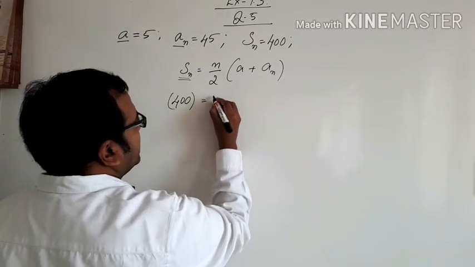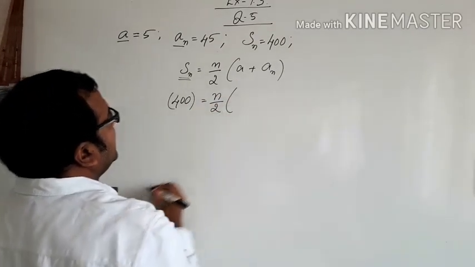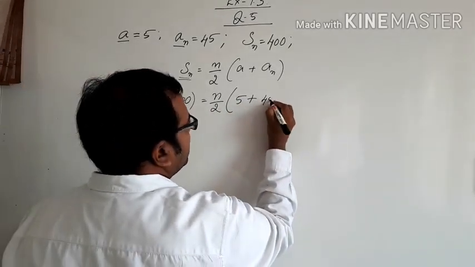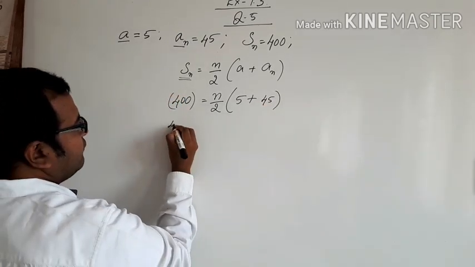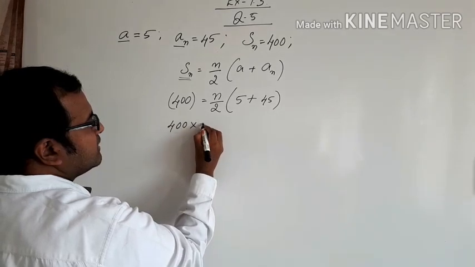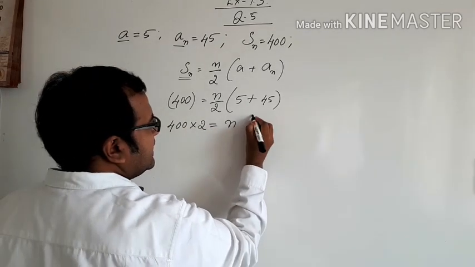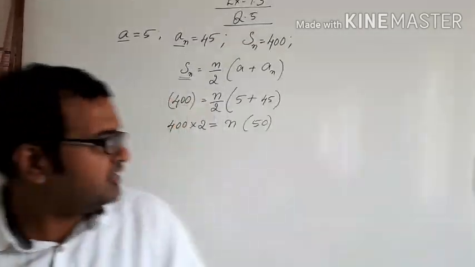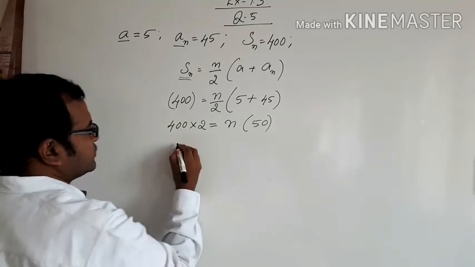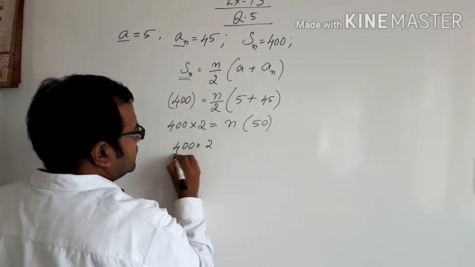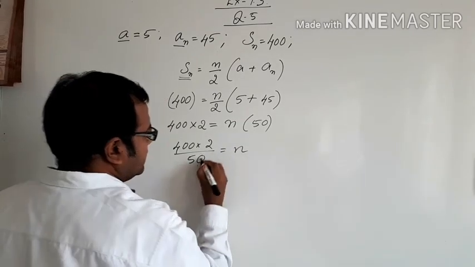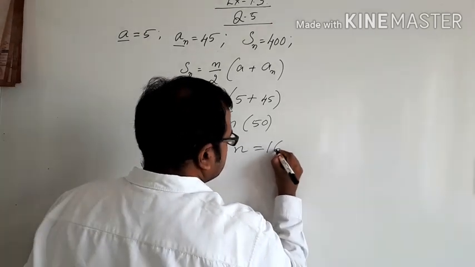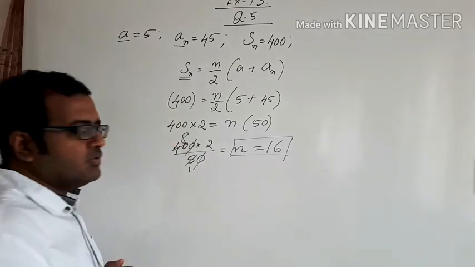Next, n by 2. We don't know the n value, so n remains n. A is the first term, which is 5, plus An, the last term, which is 45. So now we are here: 400, the 2 in the denominator comes to the other side and becomes multiplied by 2. n remains n. 5 plus 45, very difficult part, right? Addition. 45 plus 5 is 50. Now 50 goes to the other side and becomes divided by 50. So we have 400 into 2 divided by 50 is equal to n. 0, 0 cancels. 5 1s are 5, 5 8s are 40, 8 2s are 16. So we got n is equal to 16.